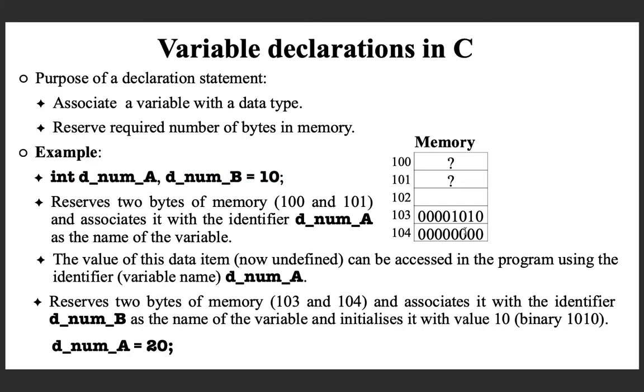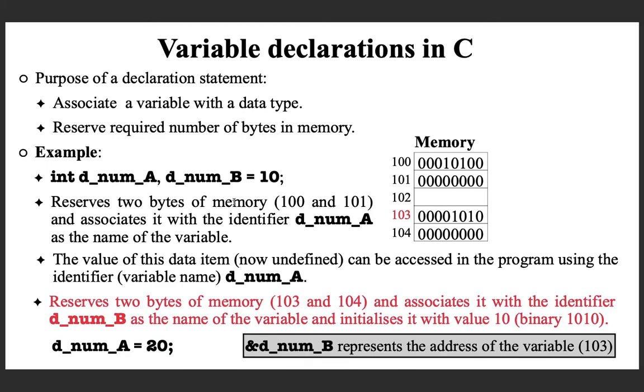Now you could have a program statement like this. Later we can see what this statement is, but it's simple. You are trying to assign 20 to this particular variable. Now it is undefined. If you execute this line of code, what will happen? The binary equivalent of 20 will get assigned in these two locations. So if you execute that, the binary equivalent of 20 is this, which is getting stored in these two locations.